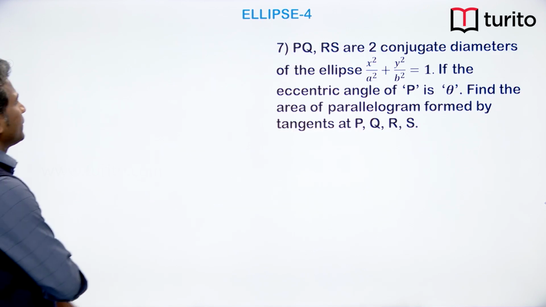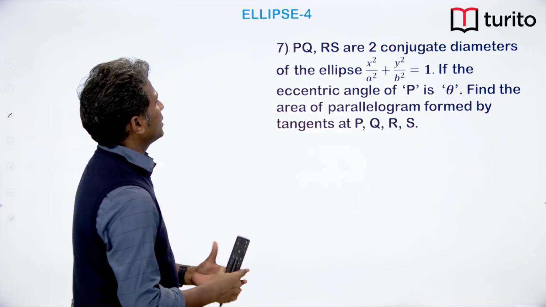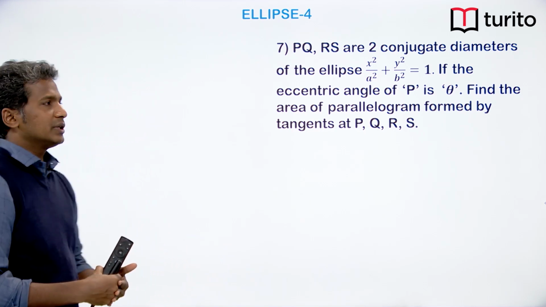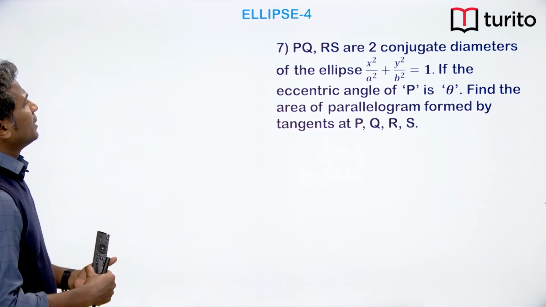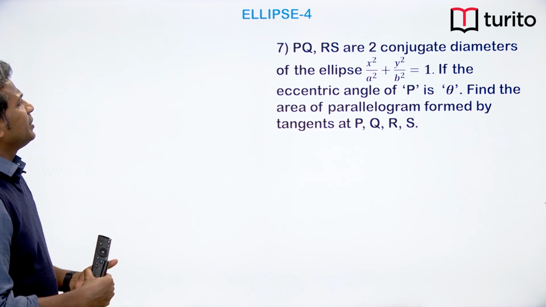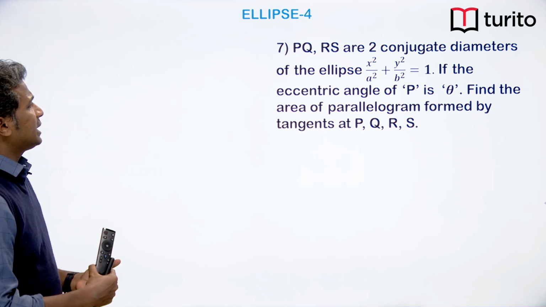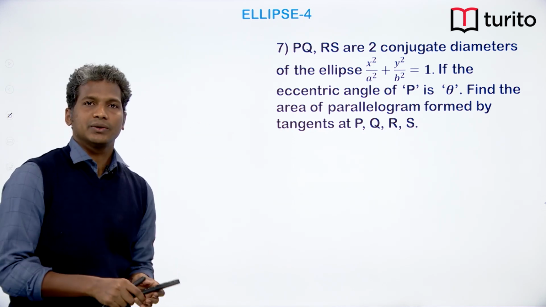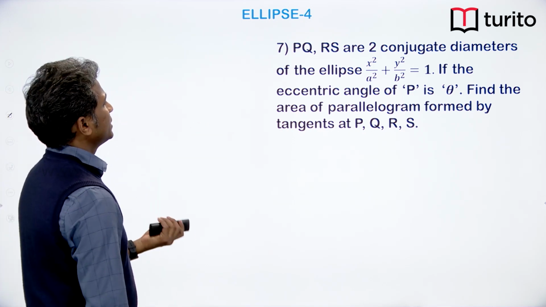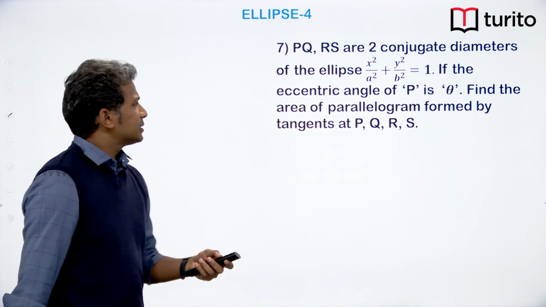Okay, next, PQRS are two conjugate diameters of the ellipse. It is given, if the eccentric angle of P is theta, find the area of the parallelogram formed by the tangents at PQRS. Okay, so let us draw the diagram first.